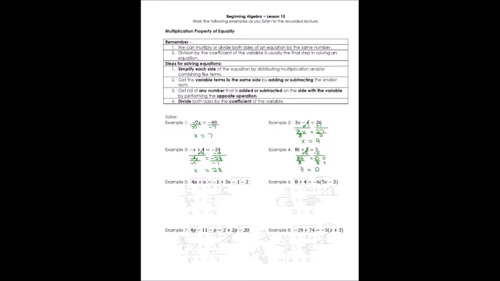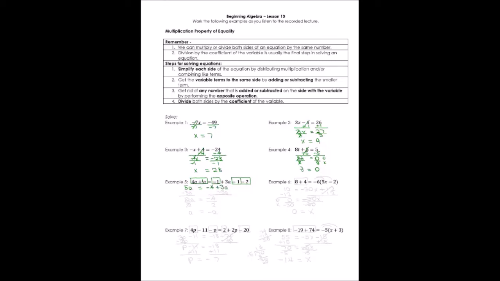Number 5, let's combine these terms over here on the left. 4a plus a, which is 1a, right? So I've really got 5a, and that's equal to negative 1, minus 1, minus 2. They're all negatives, so I'm going to add them together and have a negative answer, right? It's going to be a negative 4 plus a 3a.